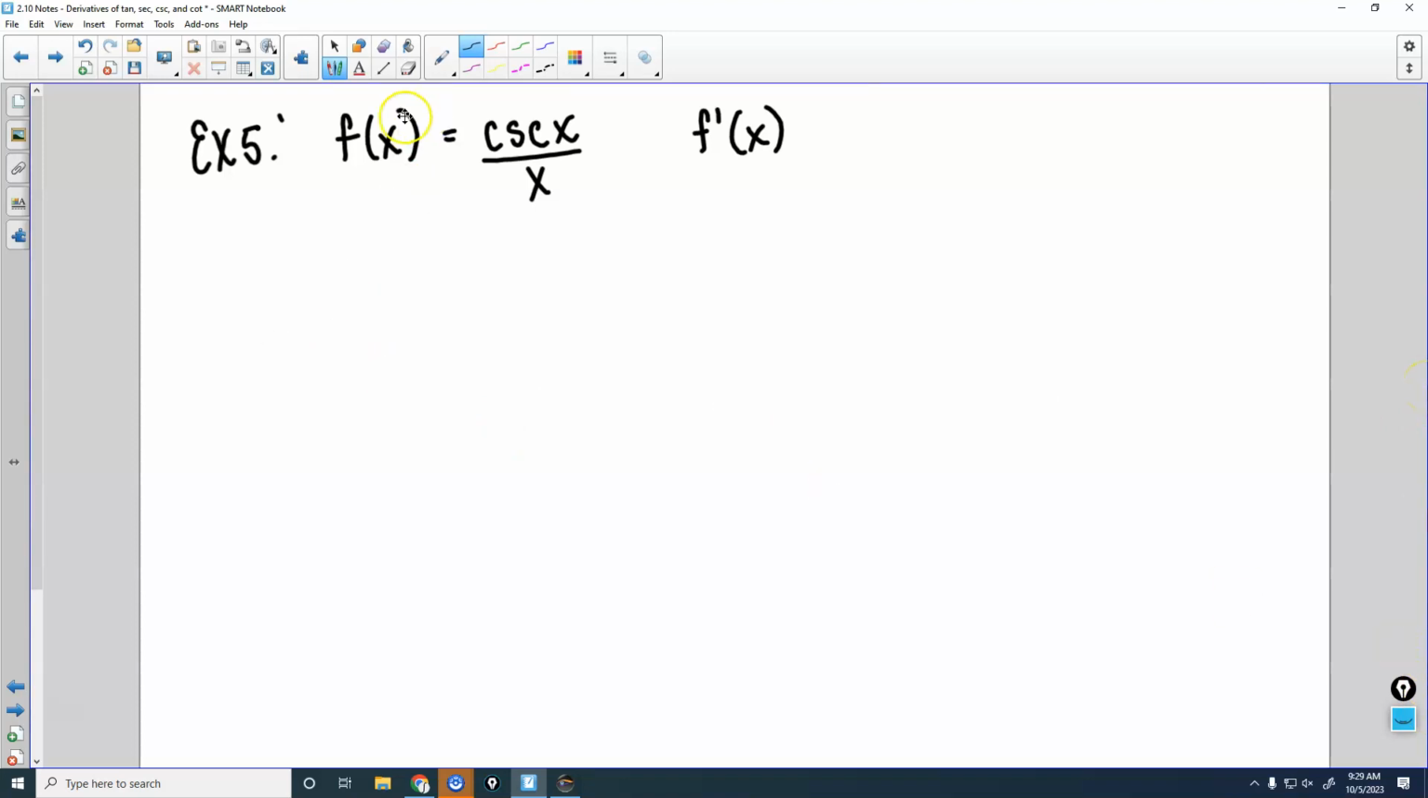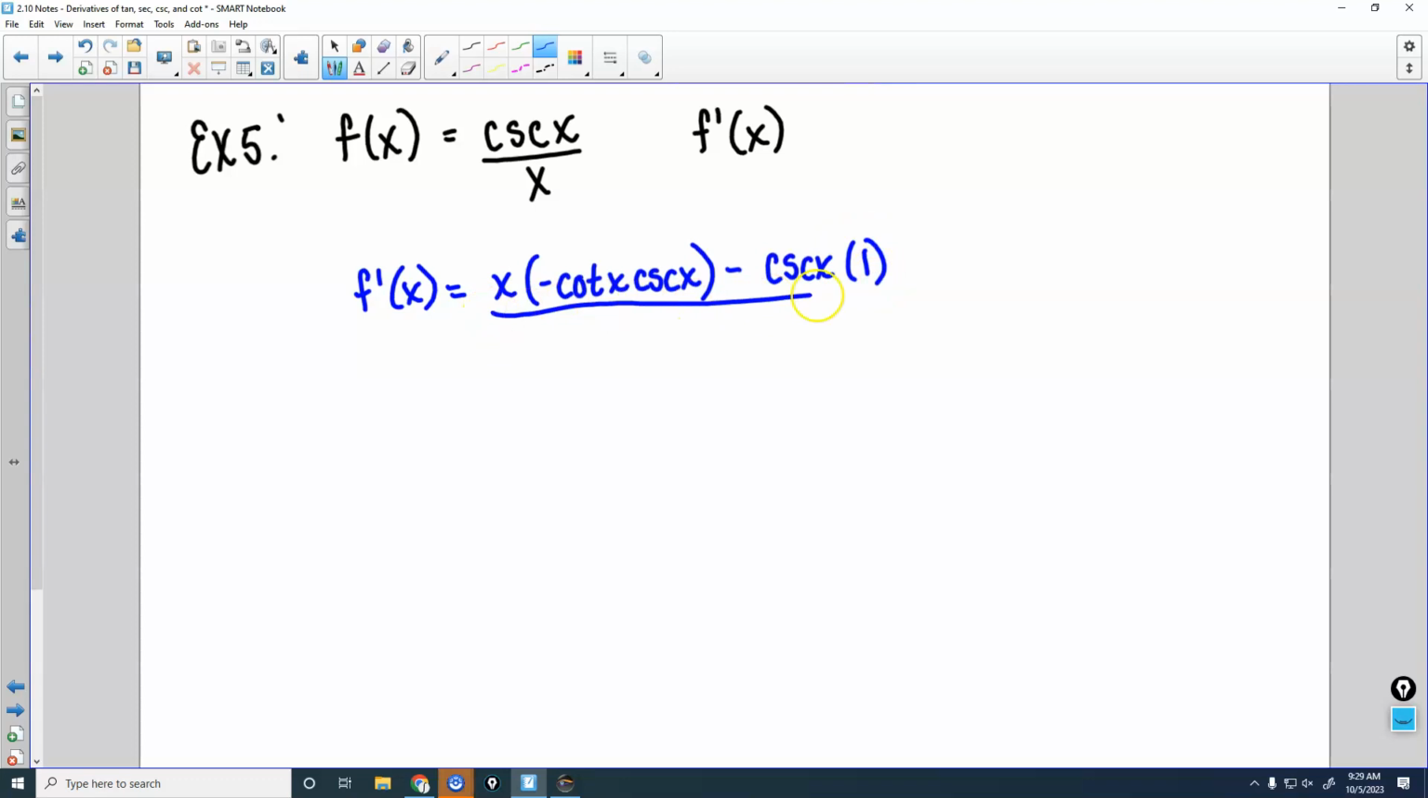Okay? So, to take the derivative here, we are going to have to use the quotient rule. So, f prime of x would be low times the derivative of the high. Now, what do we just find the derivative of cosecant to be? Negative cotangent x cosecant x. Minus high, cosecant x, times the derivative of the low, which is just 1 here, all over x squared.